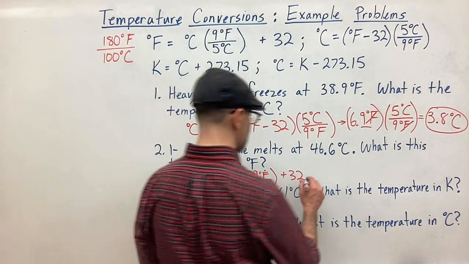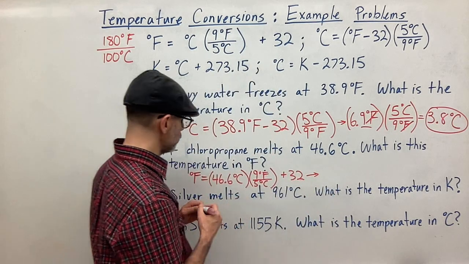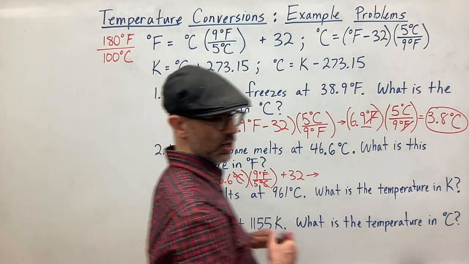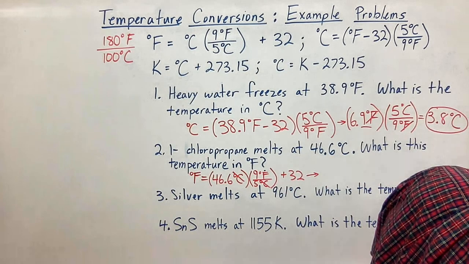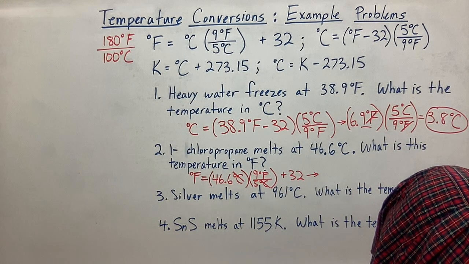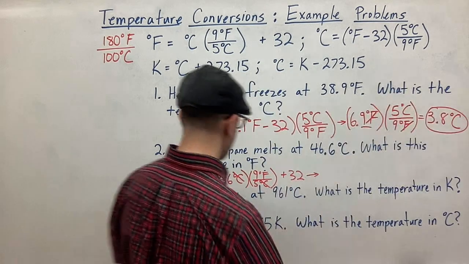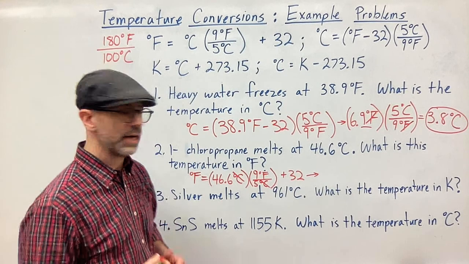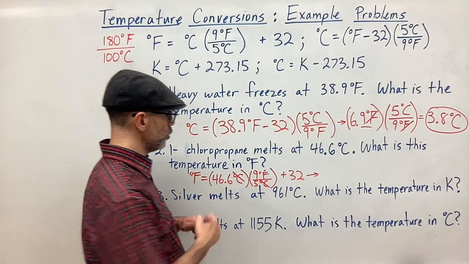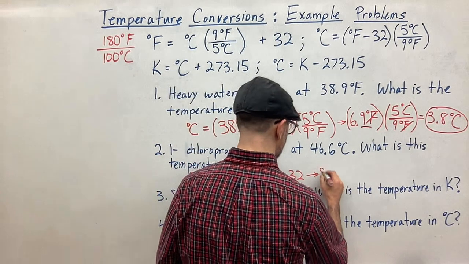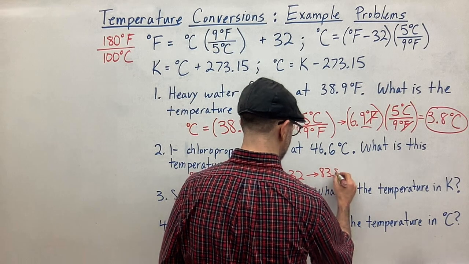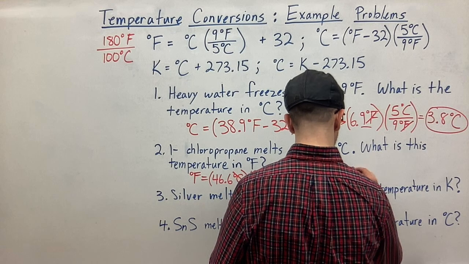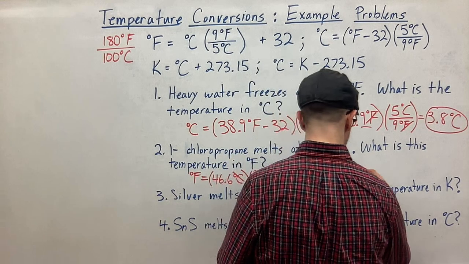So if we do this calculation, right? So again, the degrees Celsius cancel out. We're left with degrees Fahrenheit. And what do we get for that? That's going to end up with 83.9. So let me just go ahead and calculate that really quick. Okay, so when you calculate that out, you actually get on your calculator 83.88. And that's going to be degrees Fahrenheit. And then we're going to add to that 32.